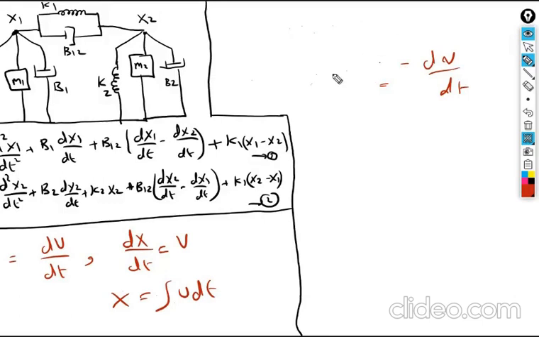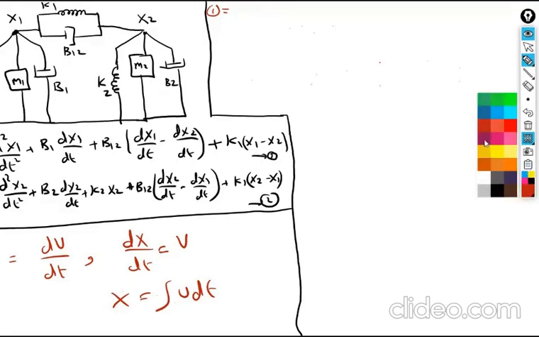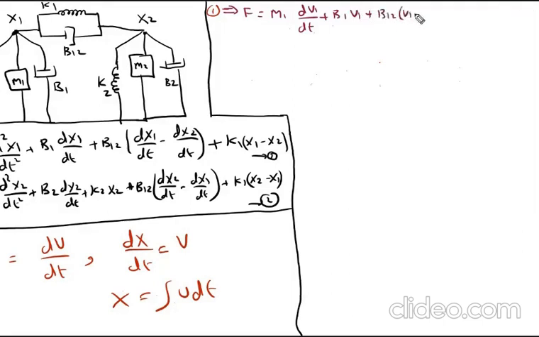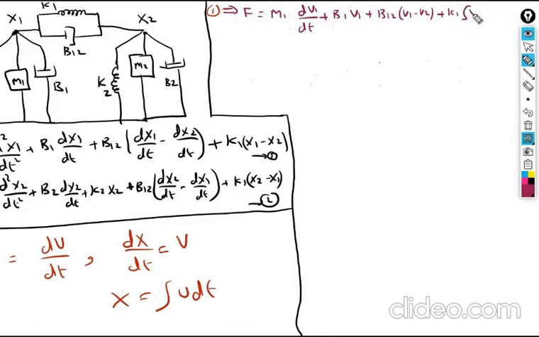Let me write equation 3 and 4. So I can write equation 1 once again as: force F is equal to m1 into, in the place of d square x, dv1 by dt, here v is velocity, plus b1 into v1 directly, plus b12 into v1 minus v2, plus k1 into the integration of v1 minus v2 into dt. This is your equation 3.